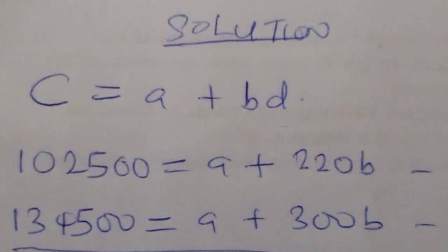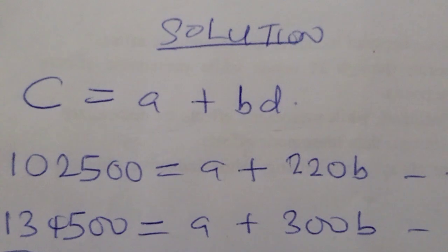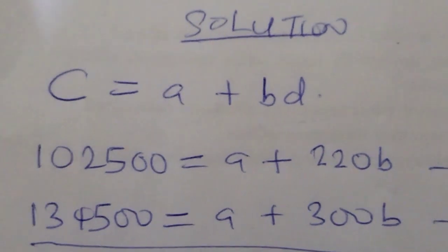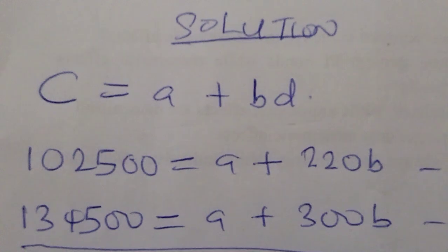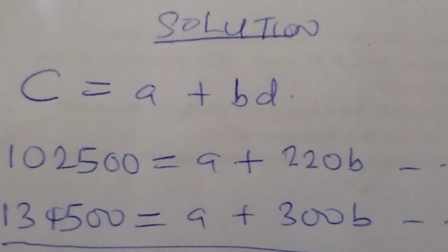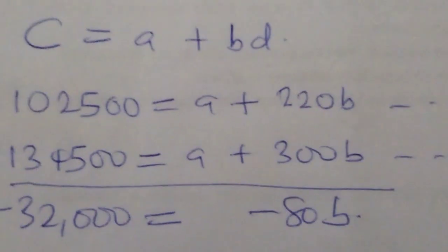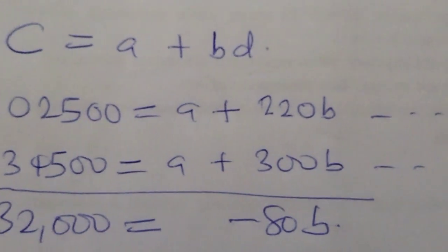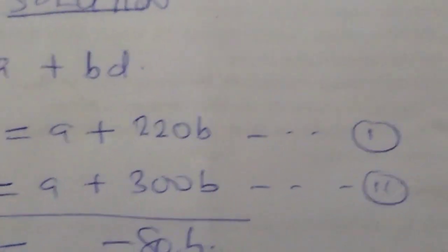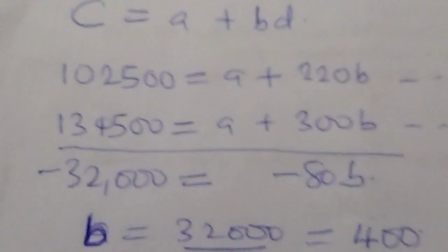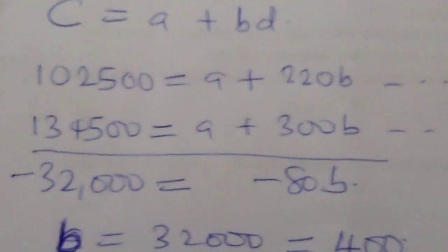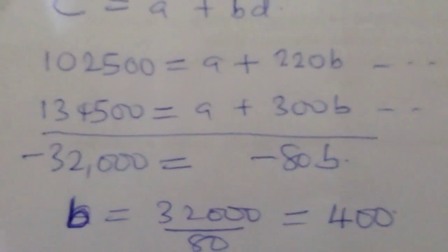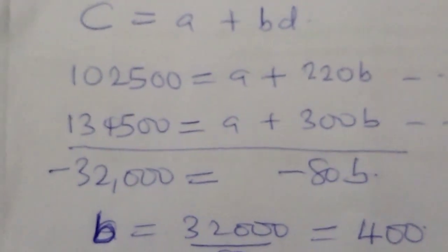So solution, we have the relationship C equal to A plus BD, where C is the cost of transportation, A and B are the variation constants, and D the distance. So with the information given to us, we now have 102500 equal to A plus 220B. That becomes equation 1. 134500 equal to A plus 300B. That becomes equation 2. We now subtract equation 1 from equation 2.